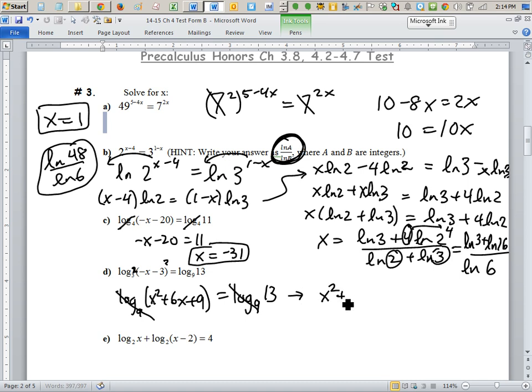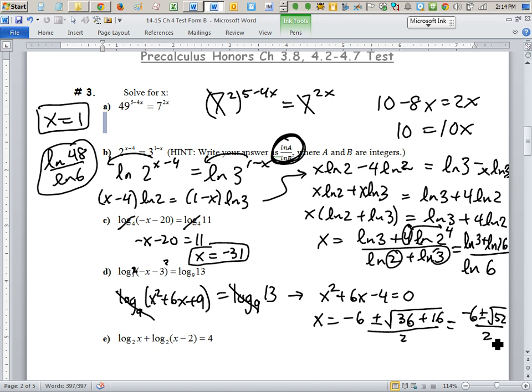So you end up with this quadratic, x squared plus 6x minus 4 equals 0. I already brought the 13 over. And you can solve this using the quadratic formula. x equals negative 6 plus or minus the square root of 36 plus 16 all over 2, which is negative 6 plus or minus root 52 over 2. 52 is 13 times 4. So we have negative 6 plus or minus 2 rad 13 all over 2. And reducing, we get negative 3 plus or minus root 13.